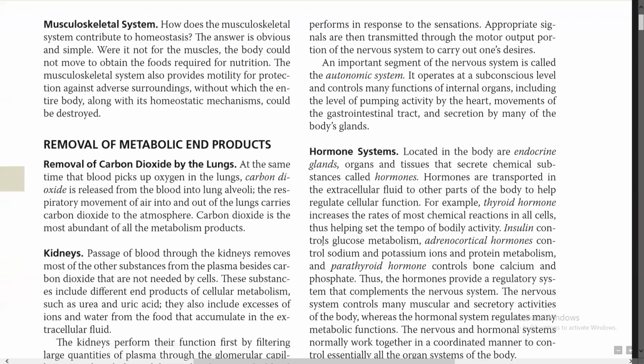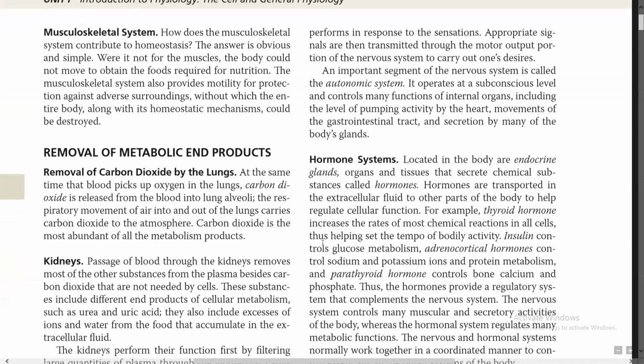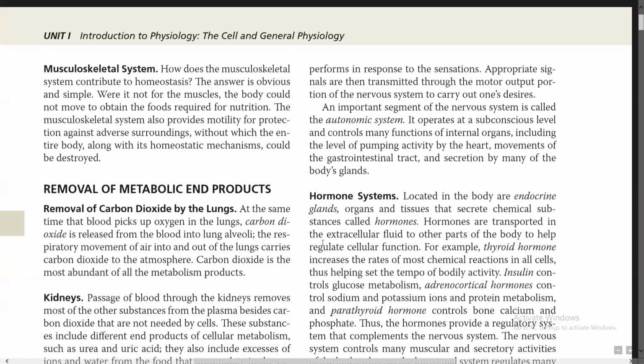So next we have removal of metabolic end products. In the previous topic we were discussing how we are going to collect all those necessary components from outside the body. Now once they are inside the body, they are going to be making some things which are not utilized by our body, that are end products, or waste products generated from different metabolic reactions.